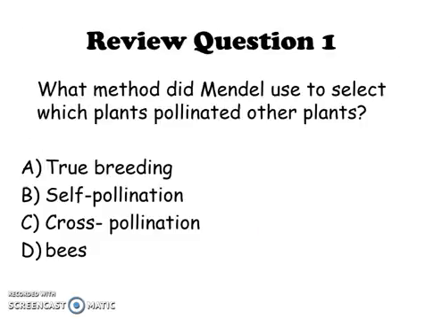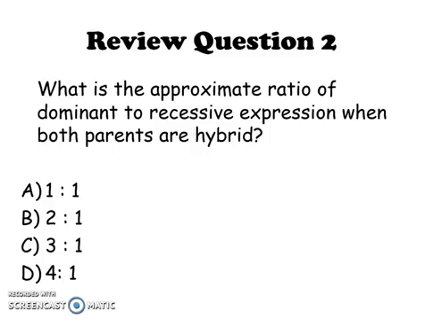So let's review. What method did Mendel use to select which plants pollinated other plants? How did he control it? C. Cross-pollination. What is the approximate ratio of dominant to recessive expression when both parents are hybrid? So remember, hybrid was the second generation. What did he find out? C. They were 3-to-1.